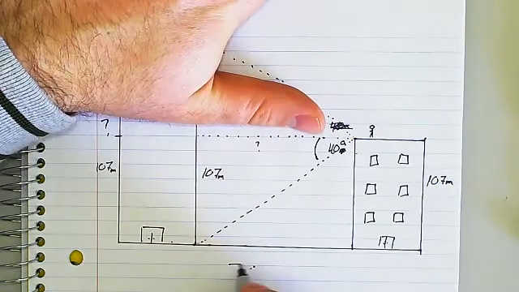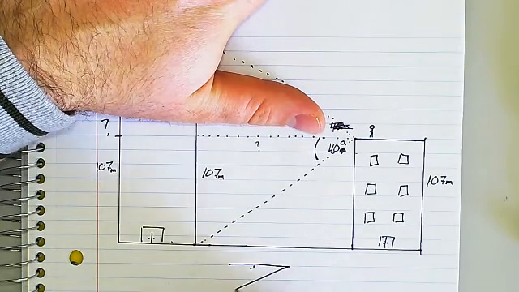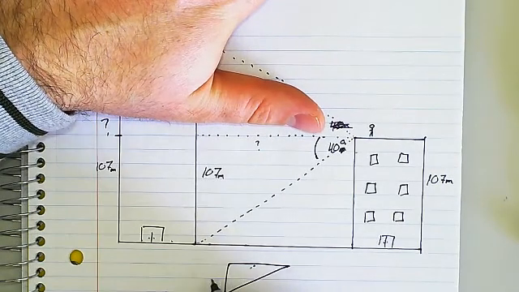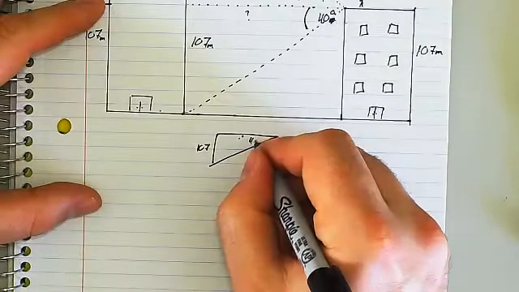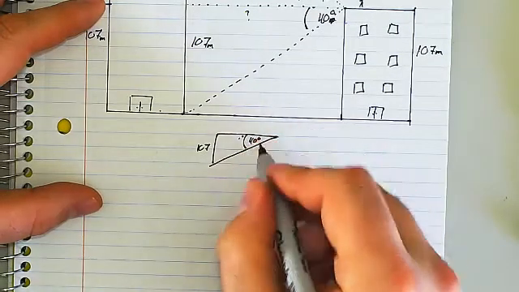So our first triangle, we're going to look at it like this. We know that it is 107 down here, and it is 40 degrees.